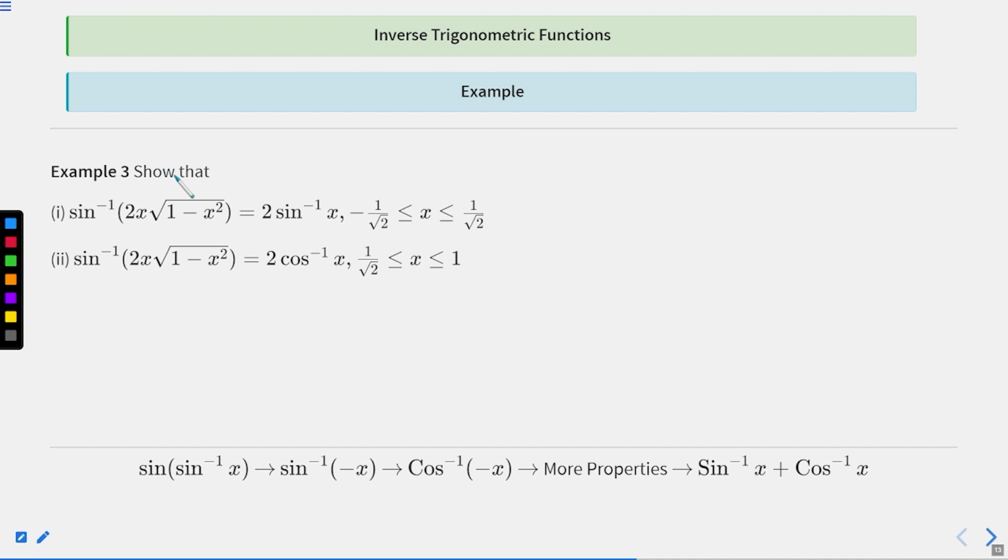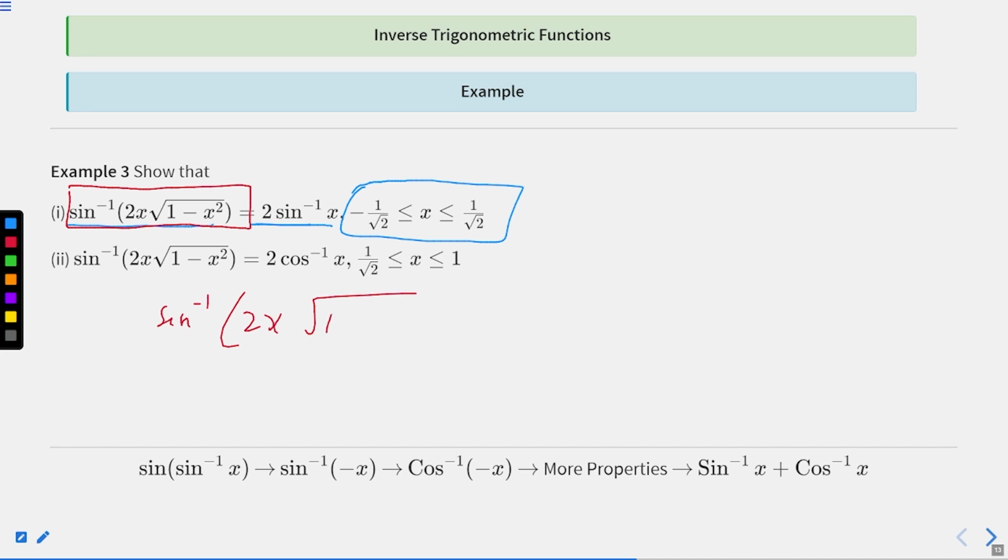Okay, so this shows that sine inverse of 2x root of 1 minus x square is equal to 2 sine inverse x. What this means is it is equal to this whenever this happens. Let's see how we are going to prove it. It is quite easy. Start with this left hand side, 2x root 1 minus x square.